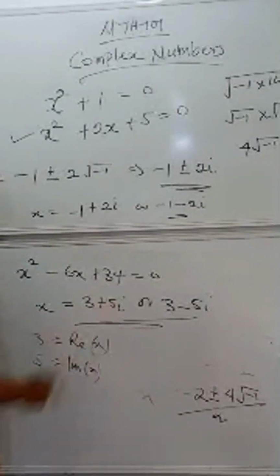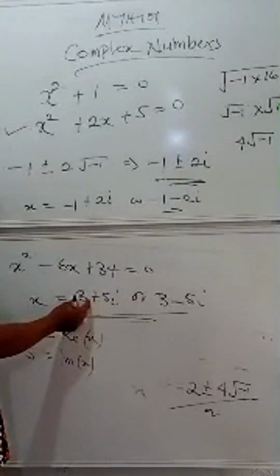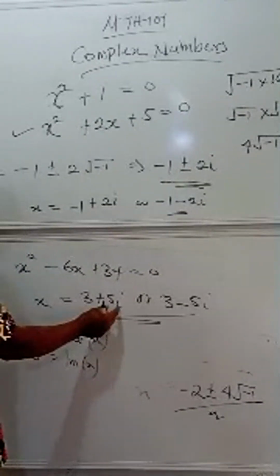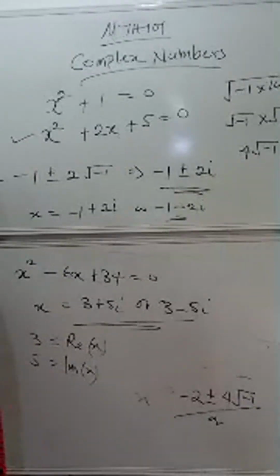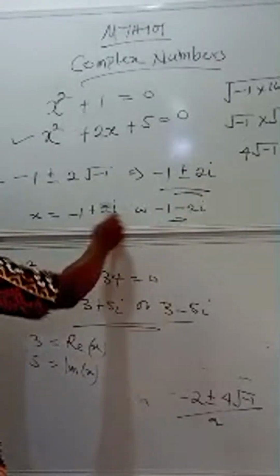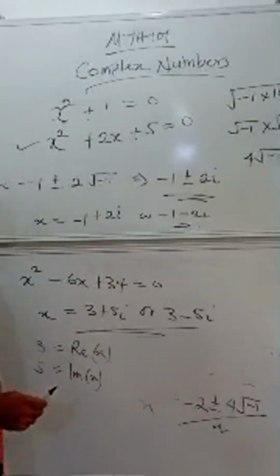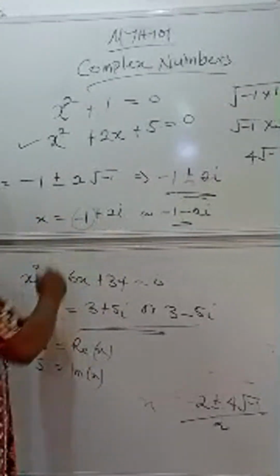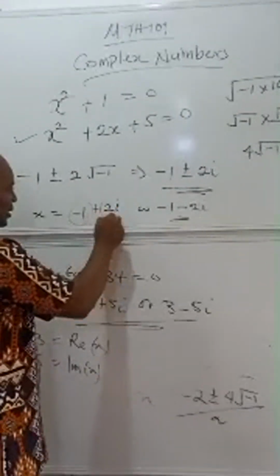Imaginary part of x. So this first part, where there is no i, is called the real part, whereas this other part that has the i is called the imaginary part. So when we look at this and somebody says, what's the real part of this solution? The real part is this, whereas the imaginary part is this.